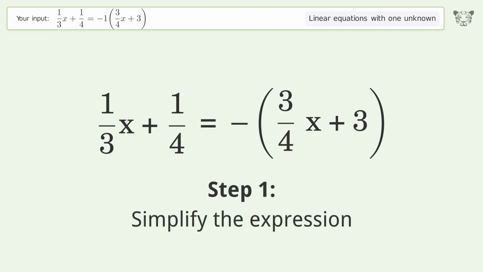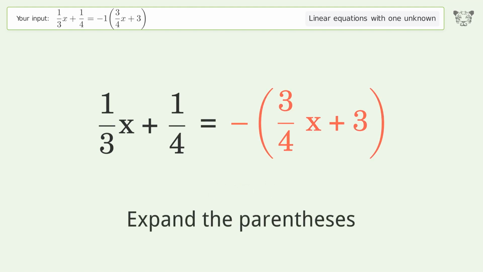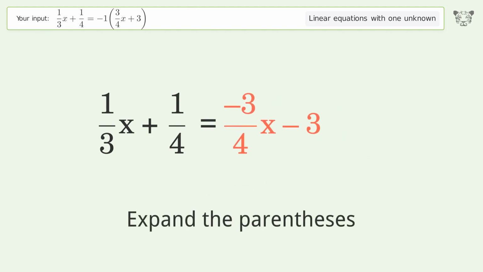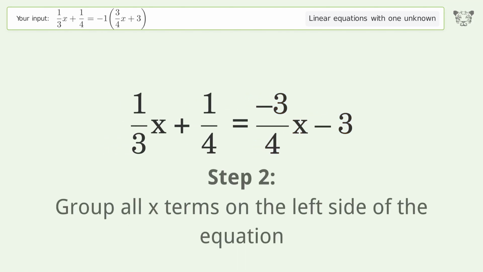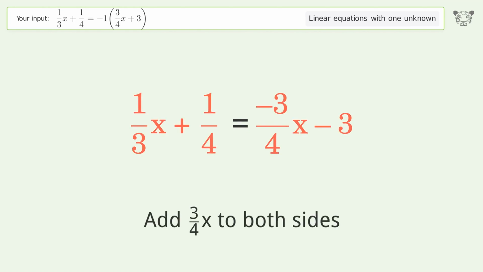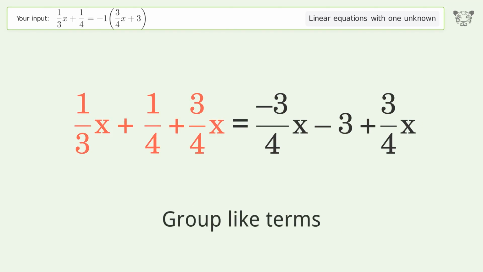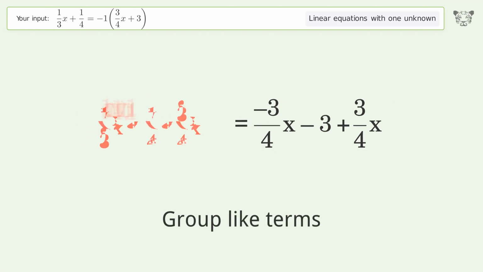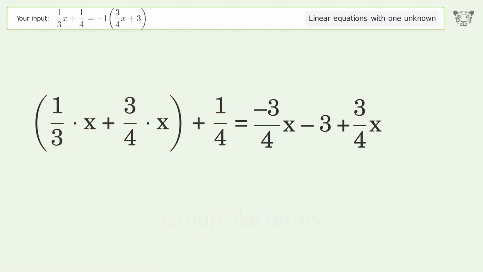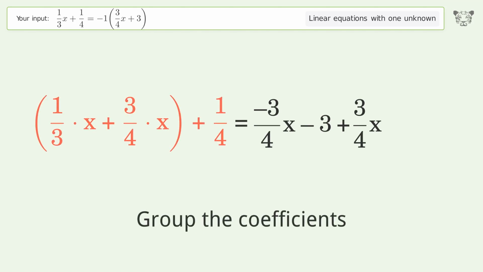Simplify the expression. Expand the parentheses. Group all x terms on the left side of the equation. Add 3/4x to both sides. Group like terms. Group the coefficients.